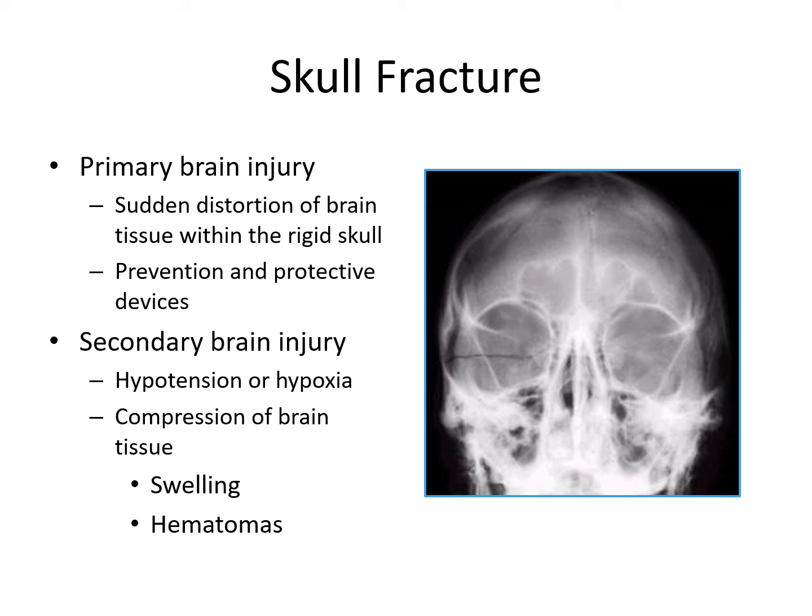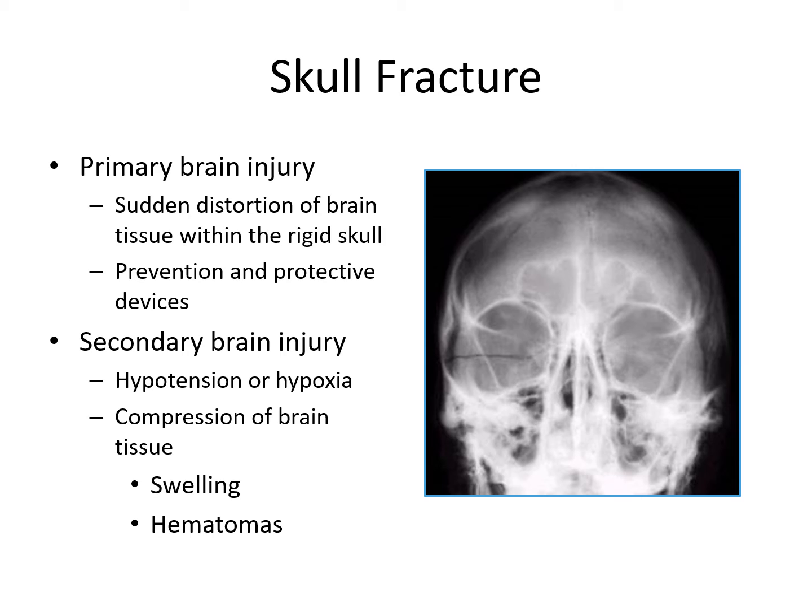We would prefer not having to treat a person with traumatic brain injury and instead focus on prevention and protective devices. What we're referring to here is the use of helmets, for example, helmets when riding your bicycle or motorcycles, and also seat belts as well. So it's always about protective devices to prevent brain injury from occurring.